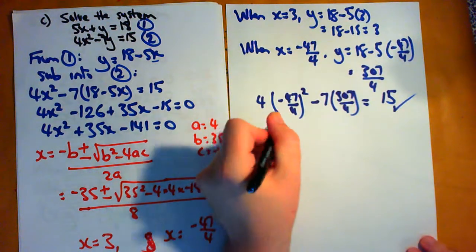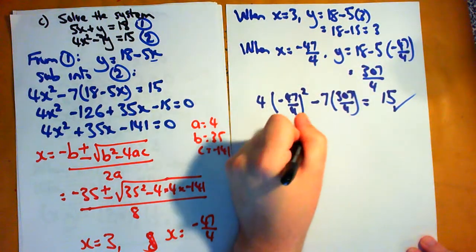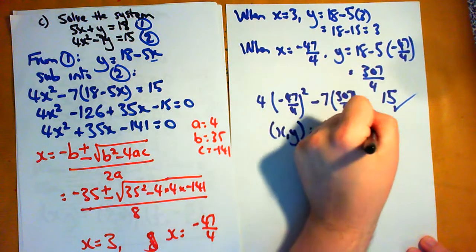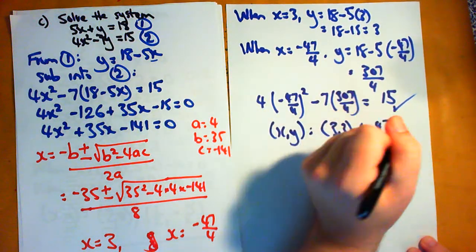Okay, so our solutions are x, y equals: first solution was 3, 3, second solution was negative 47 over 4 and 307 over 4.